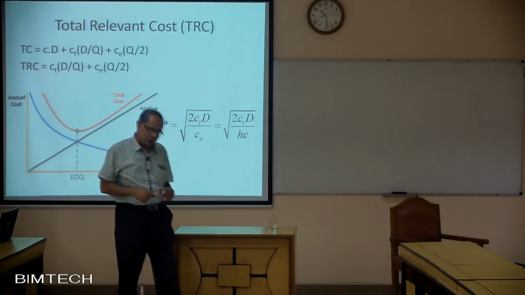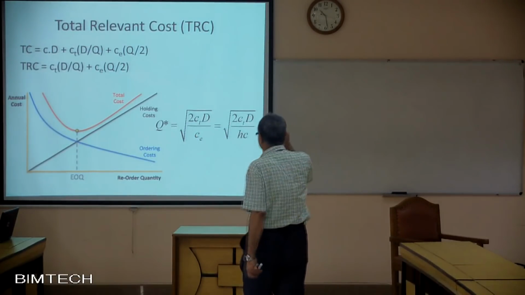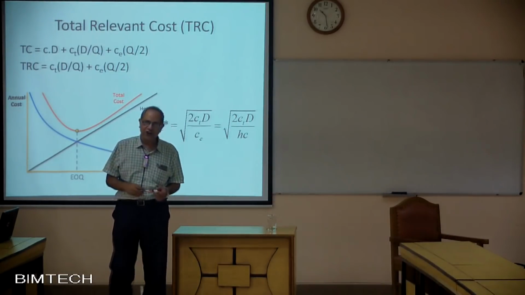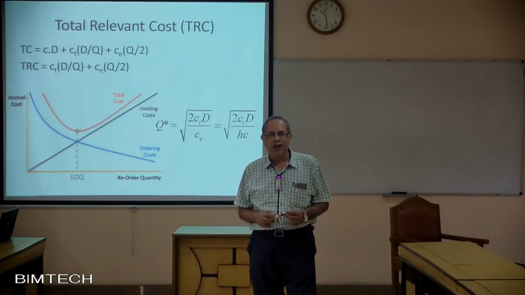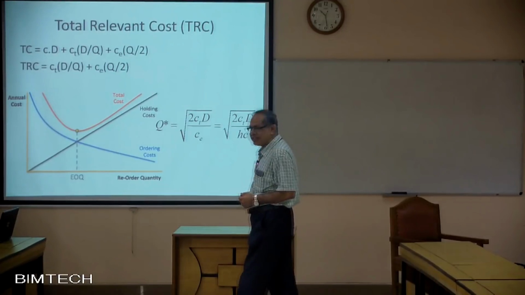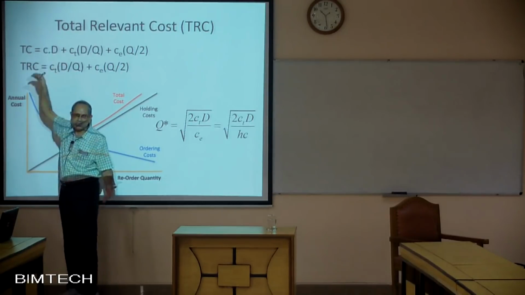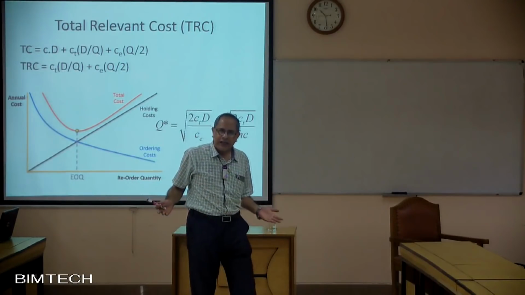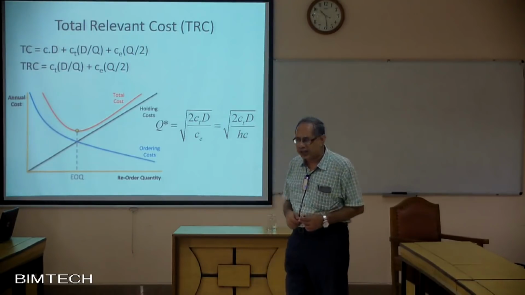Then we had talked about something called total relevant cost, where we ignore the first term, C times D. And the reason we ignore that is because, relevant to what? We are trying to find out the order quantity Q. What is the optimal order quantity Q? And therefore, this term, CD, does not have Q at all. It's a constant. So whatever be the value of Q, CD doesn't vary, and therefore, in trying to determine the optimal Q, CD doesn't contribute anything.